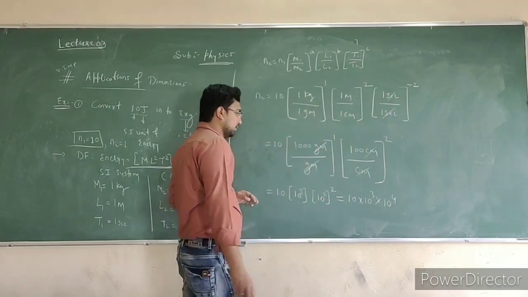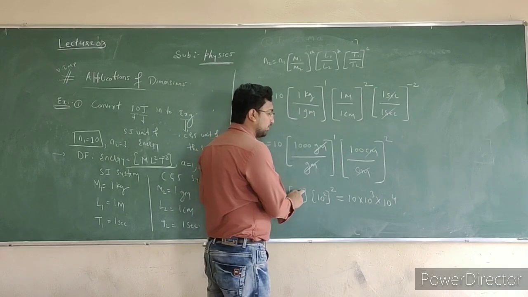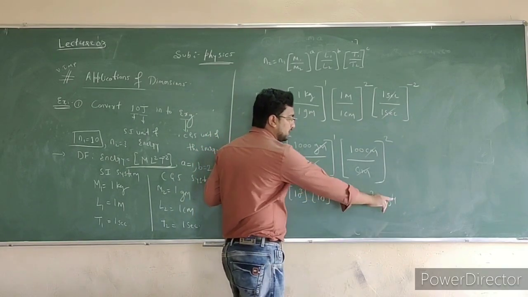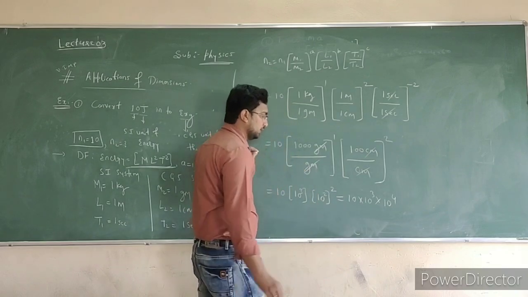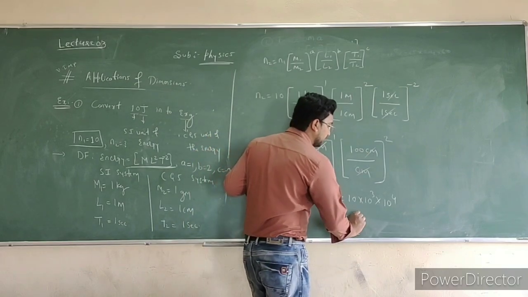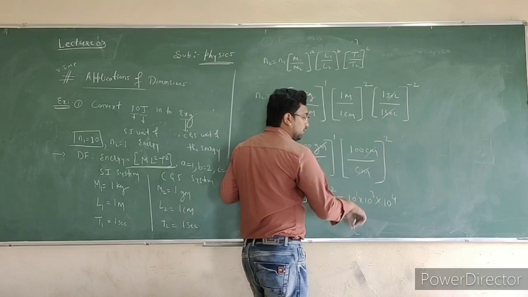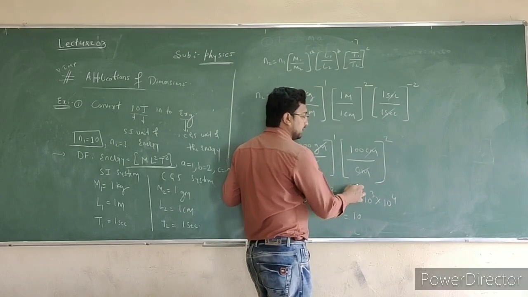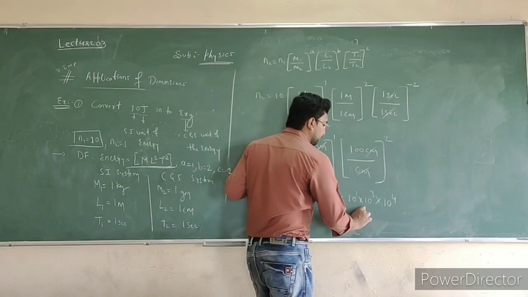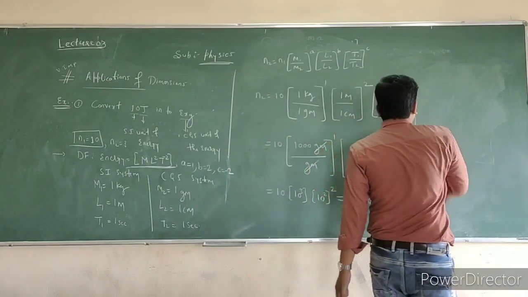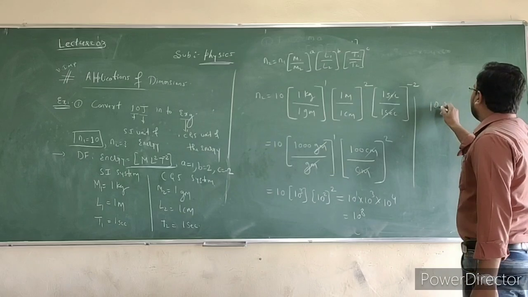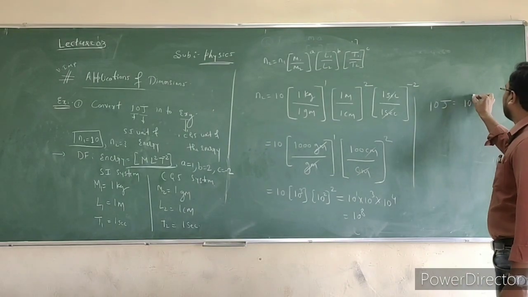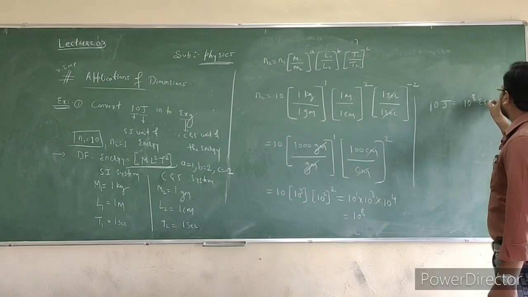So here 10 as it is, 10 to the power 3 and 10 to the power 2 into 2, that is 10 to the power 4. So this is equal to 10, 1, 3, 4. That means 4 plus 3 is 7, 7 plus 1 is 8. So from this, 10 joule is equal to 10 to the power 8 erg.